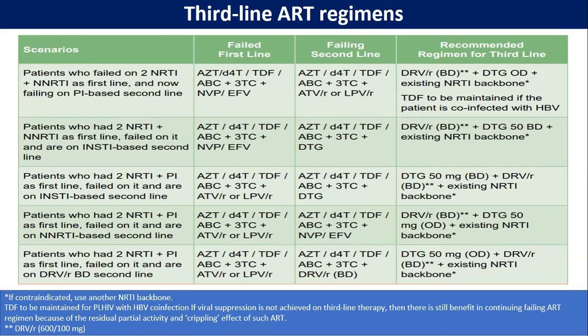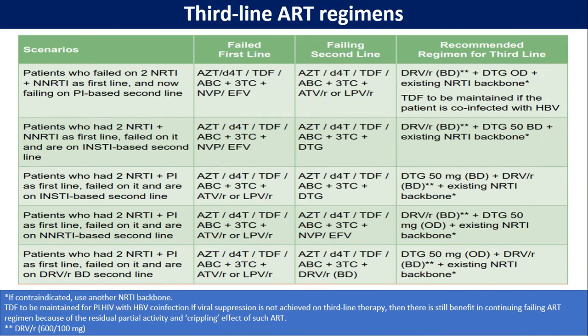Now, patients who had 2 NRTI plus PI as first line and failed on it, and are on a darunavir ritonavir BD second-line regimen: for them, we have DTG 50 mg OD plus darunavir ritonavir BD with existing NRTI backbone.